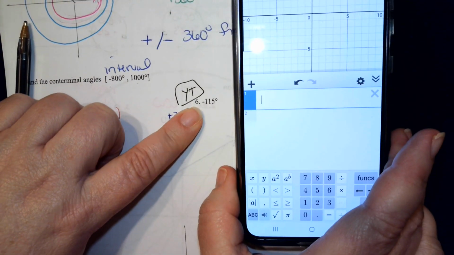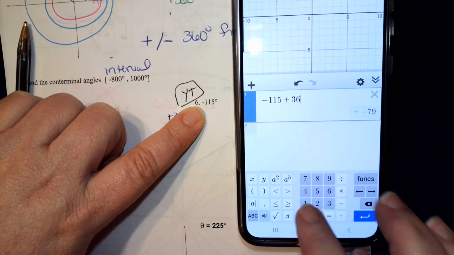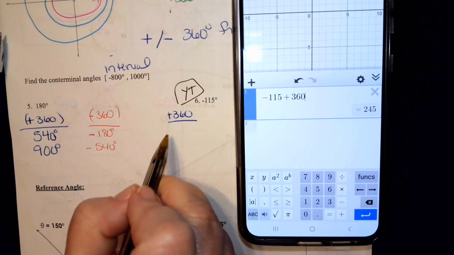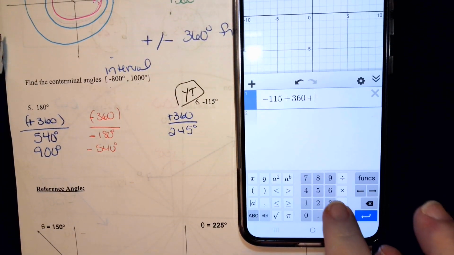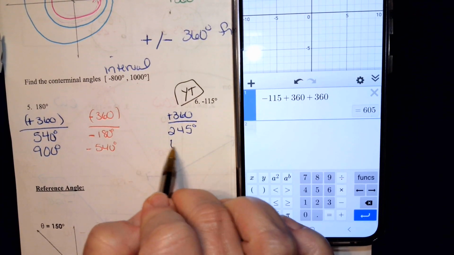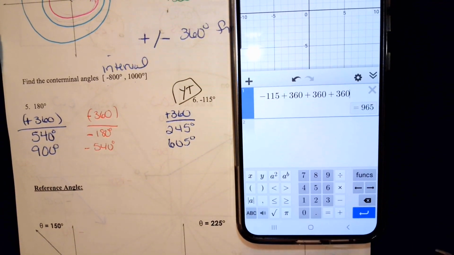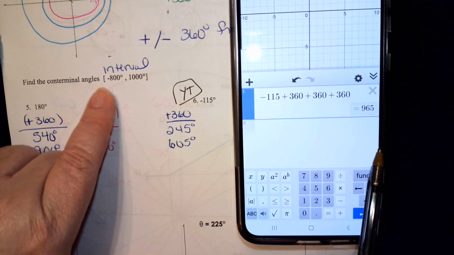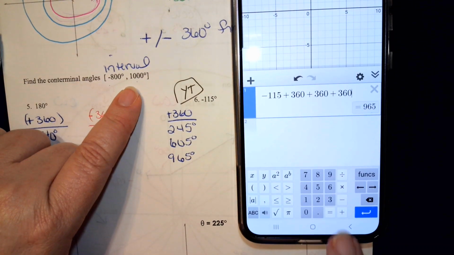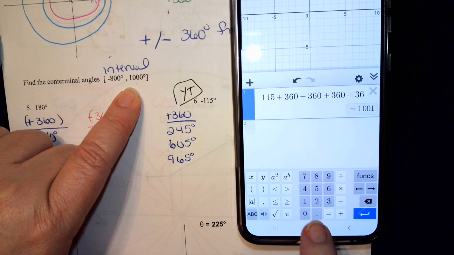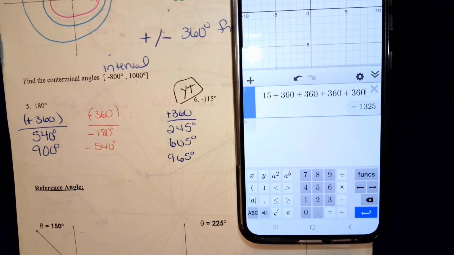So our angle that we're starting with is negative 115. And we're going to add 360. So our first coterminal angle is 245. We're going to add 360 again, and we get 605. We're going to add 360 again, we get 965, which is still within our limit. All right, and if we add 360 one more time, obviously we're going to be over our limit of 1,000 degrees. So we can't use that 1325.